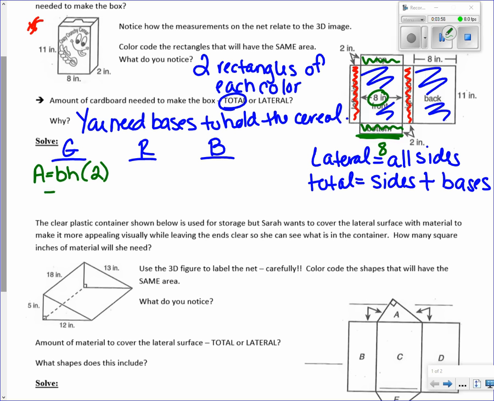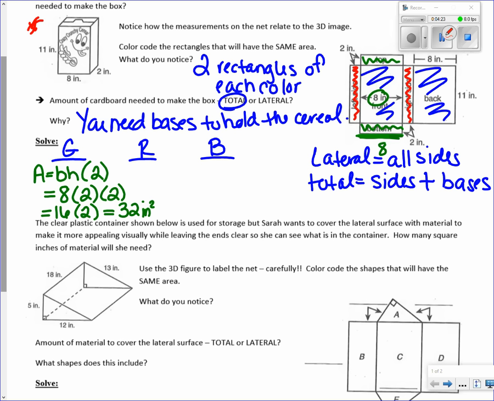So when I fill in my pieces, my base is 8, my height is 2, and then I'm still multiplying times the other 2. So when we multiply, we get 16 times 2. And remember, you can multiply in whatever order, which gives me 32. Okay, and we are talking in inches squared. So my green area is 32 inches squared.